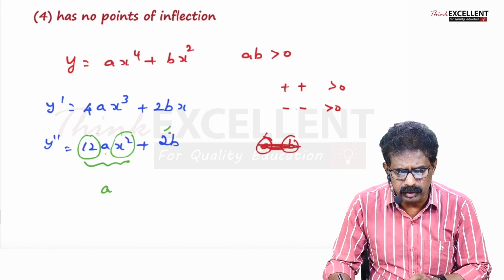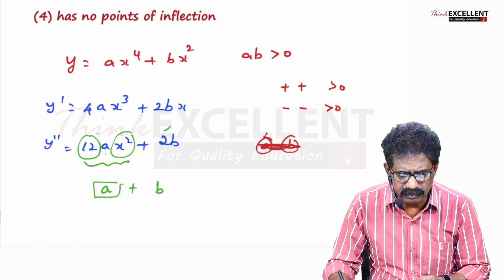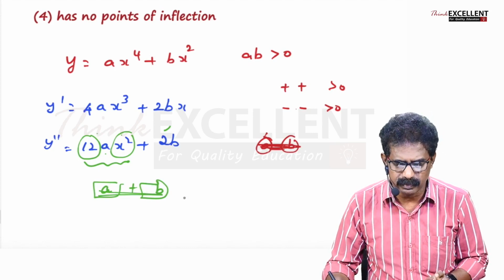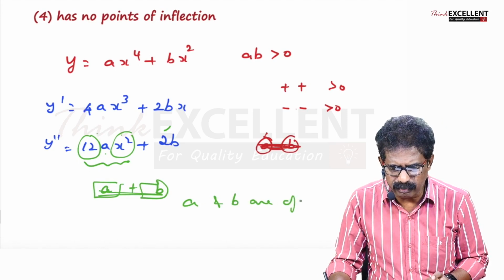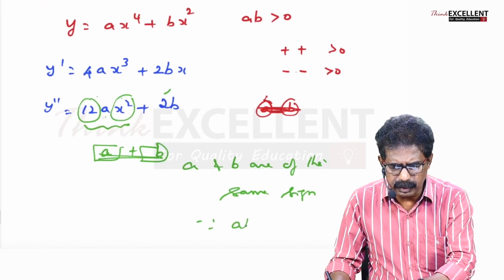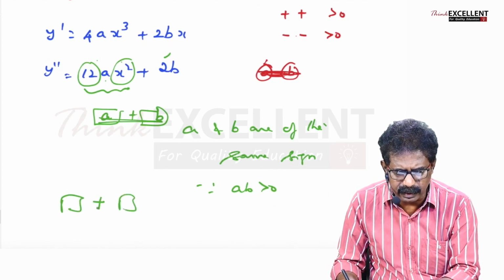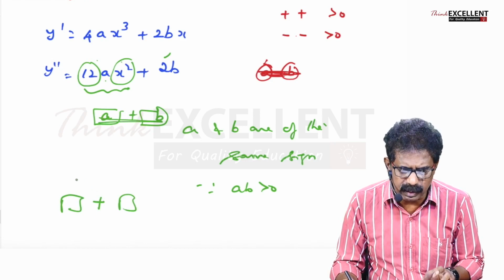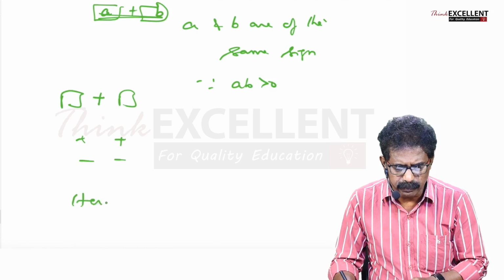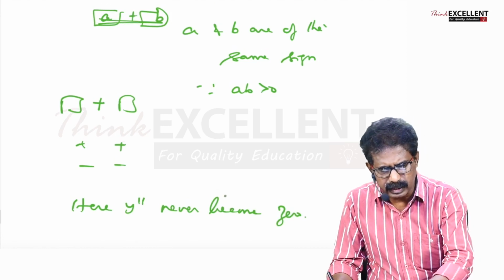Then 2 is positive, 2 into b, it is the sign of b. So when you add, both are of the same sign, right? When you add, it never becomes 0, right? a and b are of the same sign, because they said ab is greater than 0. So 2 terms we have, while adding, there is no chance of getting 0 here because both are of the same sign. Both are plus or both are minus. So you won't get 0. So here, y double dash never becomes 0. So there is no point of inflection.